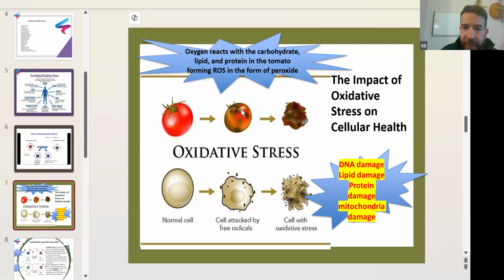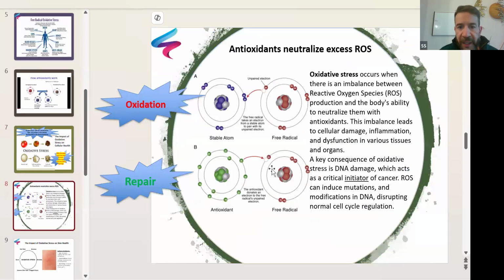If it's attacked by free radicals, eventually it becomes a victim of oxidation and it becomes damaged. Now, the cell, if attacked by oxidants and it doesn't have enough protection from antioxidants, then we have cellular damage, DNA damage, lipid damage, protein damage, and mitochondria damage that is responsible for energy. So this slide here shows you that the body is constantly going through oxidation and repair.